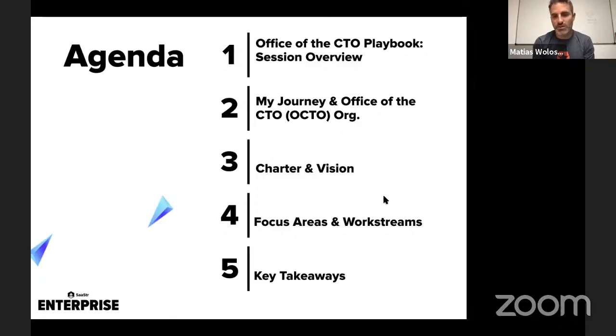Then I'm going to touch on what it looks like to run an office of a CTO. What is the vision for the team, and the charter that we set up for that, in conjunction with the broader product engineering organization. And then I'll touch on more tactical stuff, like focus areas and work streams for the team, and then close with some key takeaways.